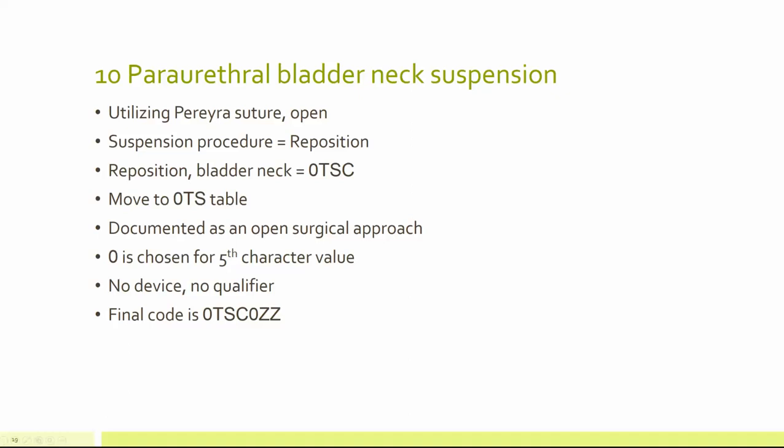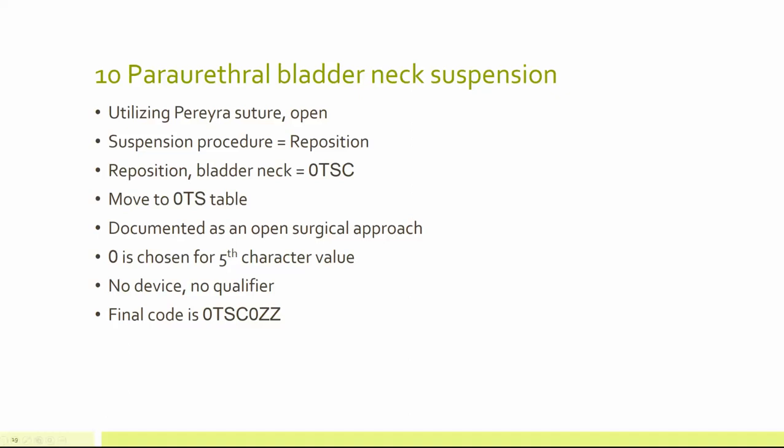Number 10 is a periurethral bladder neck suspension utilizing a suture, open. If you go back to chapter 17, there's discussion of suspension procedures relate to repositioning, moving something back into its normal position. We're going to index reposition, bladder neck, again, very specific, not just bladder, bladder neck. We're given 0TSC in the alpha index.